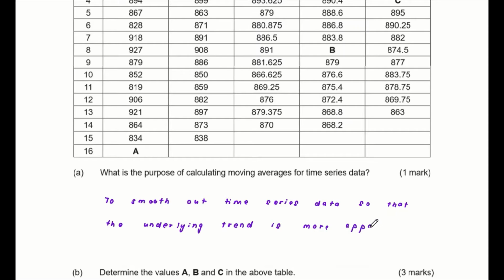Alright, no worries if you only write down one part of it. This question is only 1 mark, so it can be accepted if you only write to smooth the time series data, or you just write so that the trend is much clearer. That would be the idea to decide whether your answer is correct or wrong. Alright, so that's the part.